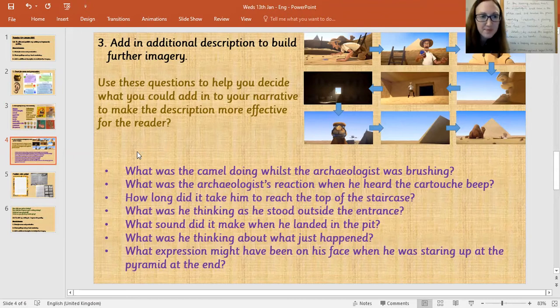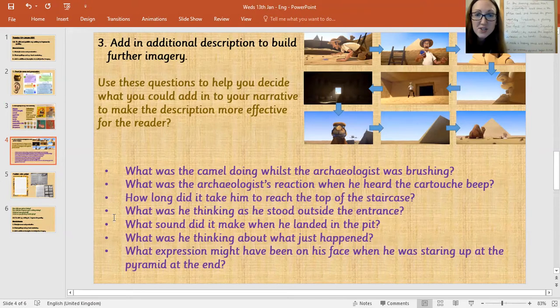Okay, so what was the camel doing whilst the archaeologist was brushing? So you might want to add in a little sentence about what the camel was doing whilst all of this was going on. What was the archaeologist's reaction when he heard the cartouche beep? Could you describe his facial expressions, or did he gasp out loud, a sound possibly? Okay, so think about that. Next, how long did it take him to reach the top of the staircase? So could you add in a fronted adverbial, after what seemed like hours, or after a few minutes? Okay, whatever it is, that would be useful to add in that description.